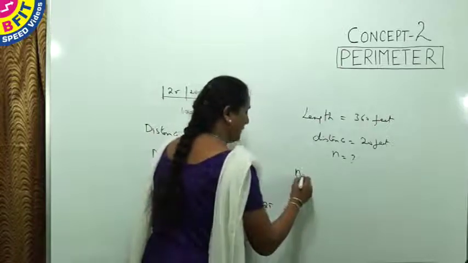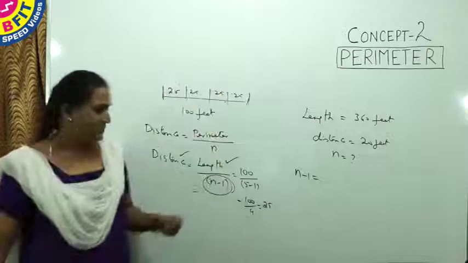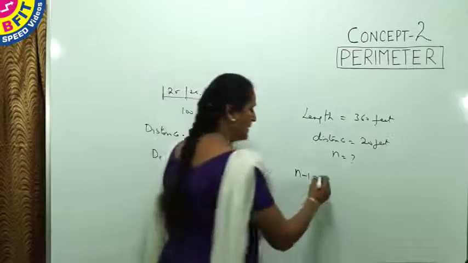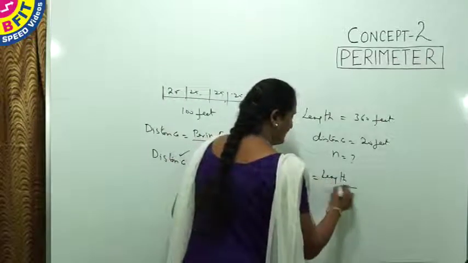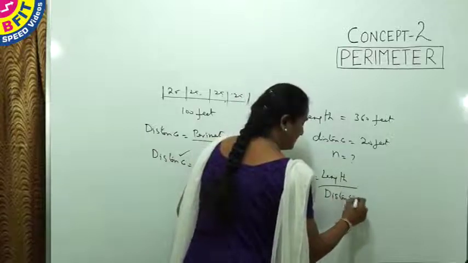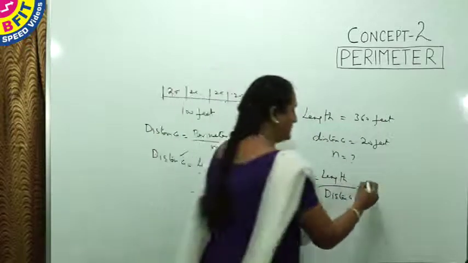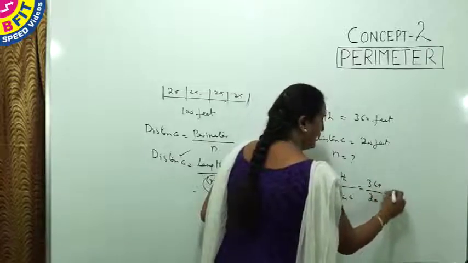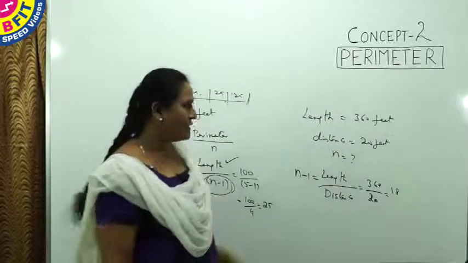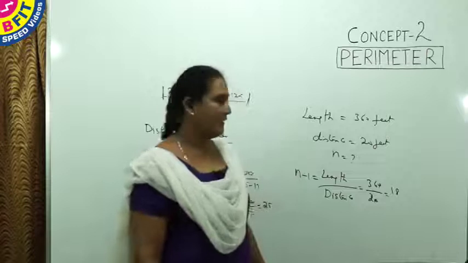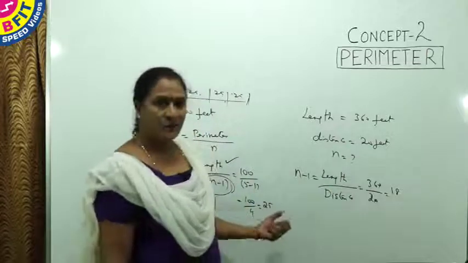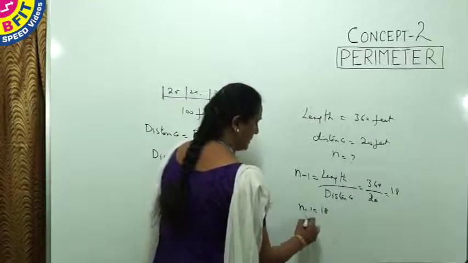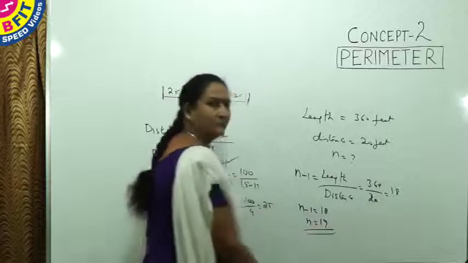So n minus 1 will be equal to, now we can swap the values, so write n minus 1 and divide the length by distance. So it is length by distance. What is the length given? It is 360. Distance between the poles is 20. So dividing, we get 18. Now how many poles are needed for this 360 feet length where distance is 20? So n minus 1 is 18, so n is equal to 19.